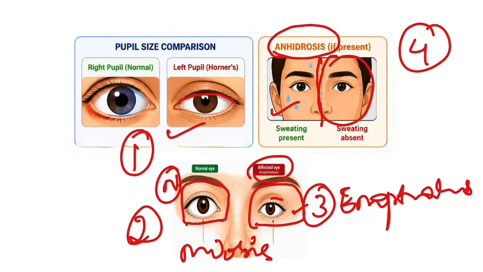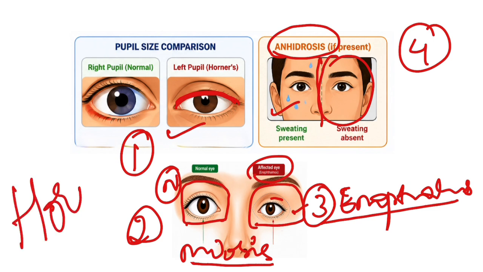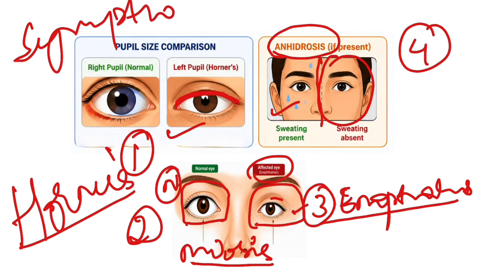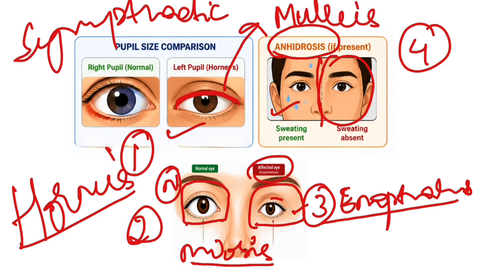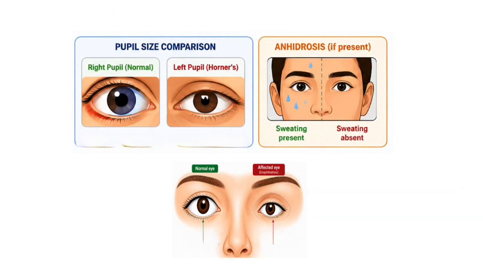So four points. A patient presenting with unilateral partial ptosis, miosis, enophthalmos, and anhidrosis constitutes a syndrome called Horner's syndrome. Now this Horner syndrome is because of sympathetic dysfunction, and this partial ptosis is because of the weakness of Muller's muscle. Unlike in third nerve palsy, where the ptosis is because of the weakness of levator palpebrae superioris.